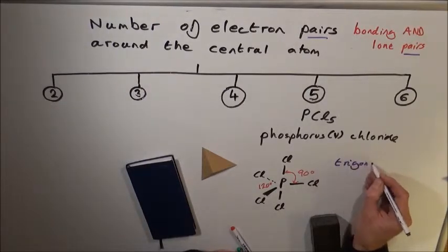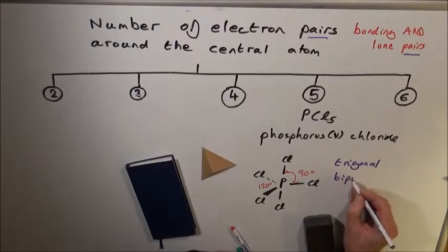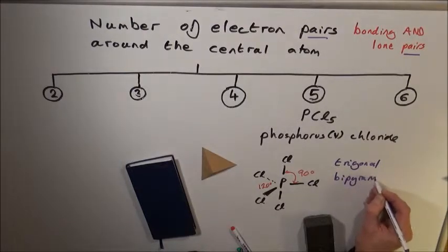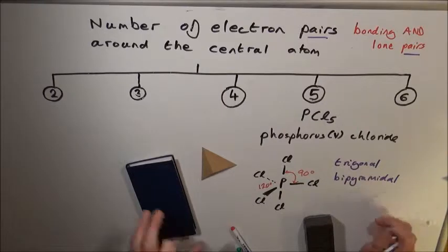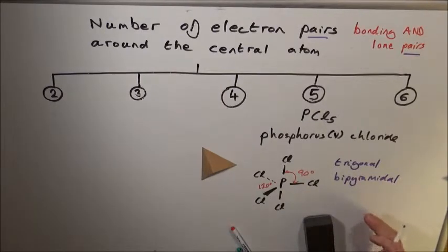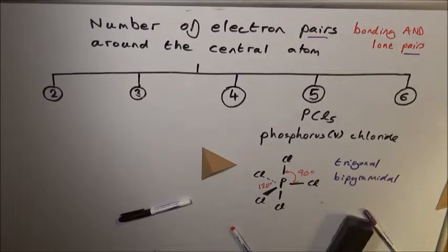trigonal bi, because it's two pyramids, pyramidal. Again, just look that up in your textbooks and the specification, because you see different variations on these. But the thing to remember is that it's got two bond angles, 120 degrees and 90 degrees. There's no need to overcomplicate this.